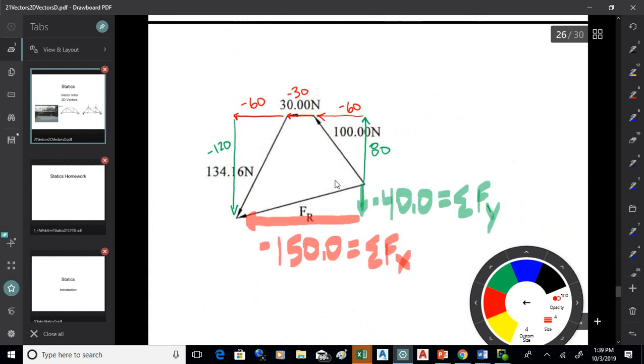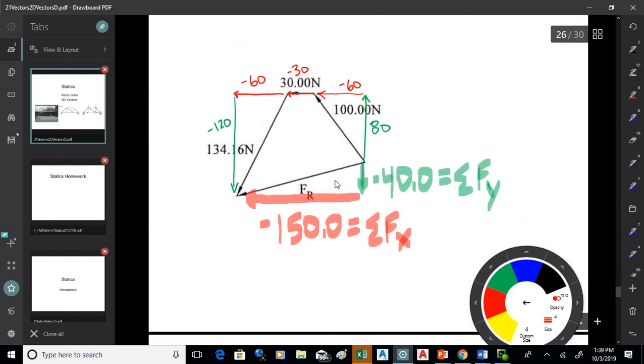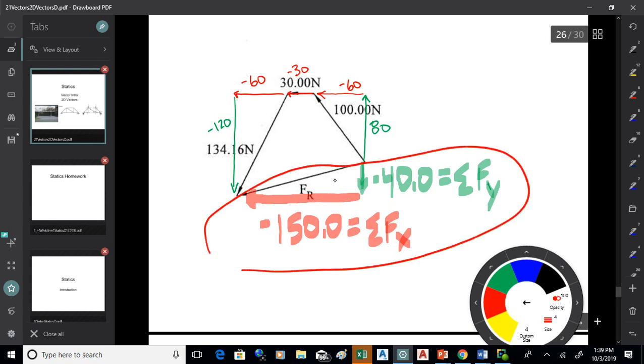So what just happened there was we did this. We took each one of those vectors and broke them up into x and y components. And then we added up the x's, we added up the y's, and got to these thicker lines down here. That's the process we just went through. Okay, we did it using trigonometry.